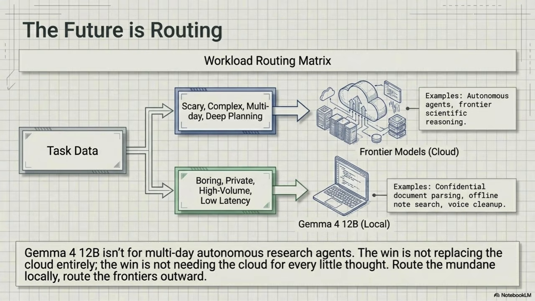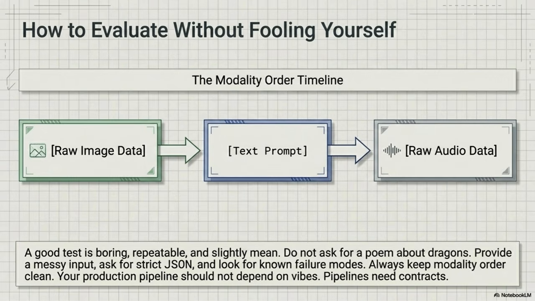Because it's so easy to run a model locally, see it spit out a fluent sentence, and just assume it's a genius. Oh, it's the biggest trap in local AI. So the guide outlines some pretty strict rules for evaluation. You have to make your test boring, repeatable, and slightly mean. Do not ask for a poem. No poems. You have to use strict JSON extractions, concrete chart explanations, and messy inputs with known failure modes. You really have to push it to see where it breaks.